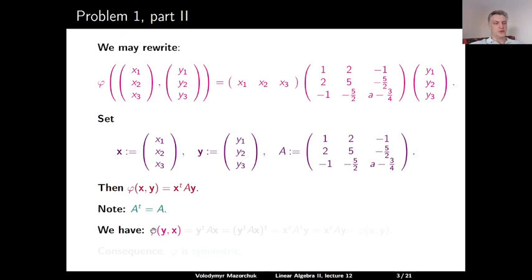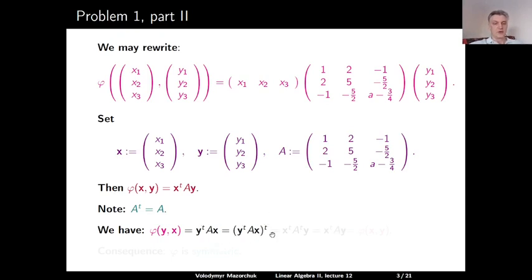So now, if we want to compute phi evaluated at the pair bold y and then bold x of two vectors, then according to this formula, this is equal to y transposed times A times x. Note that this product is a 1 times 1 matrix, it's just a real number. And a 1 times 1 matrix is equal to its transpose because a 1 times 1 matrix just consists of one diagonal element. So we can write that this is equal to its transpose.